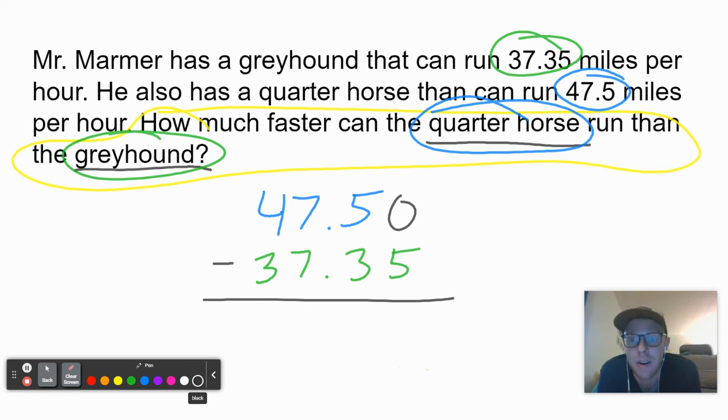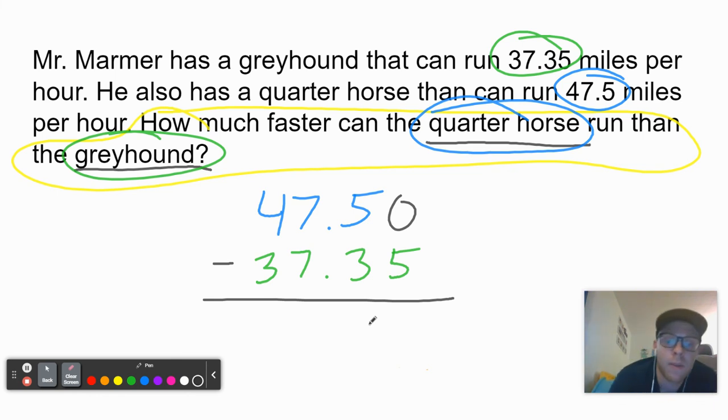It doesn't matter what order I see the numbers up here in these sentences at the top. Those statements are giving me information. The question tells me the order to subtract them in. Quarter horse is the first word that I see. Greyhound is the second word that I see. Quarter horse is the first number I write. Greyhound is the second number that I write.